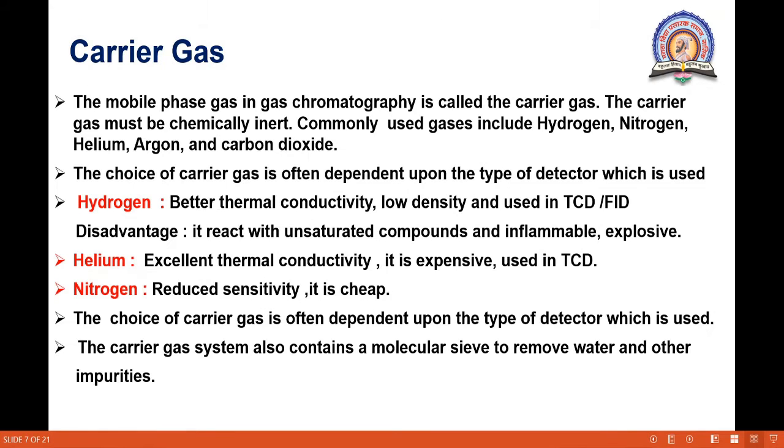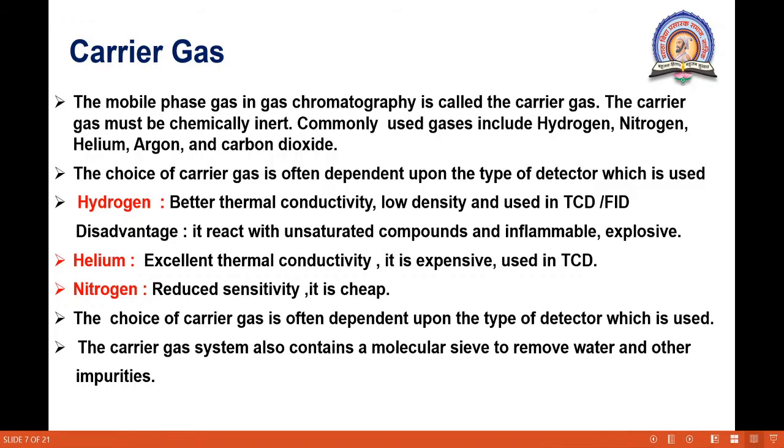Then we start with the first, that is carrier gas. The mobile phase gas in gas chromatography is nothing but the carrier gas. Whatever mobile phase we use in gas chromatography is called the carrier gas. The carrier gas must be chemically inert. Commonly used gases include hydrogen, nitrogen, helium, argon, and carbon dioxide.